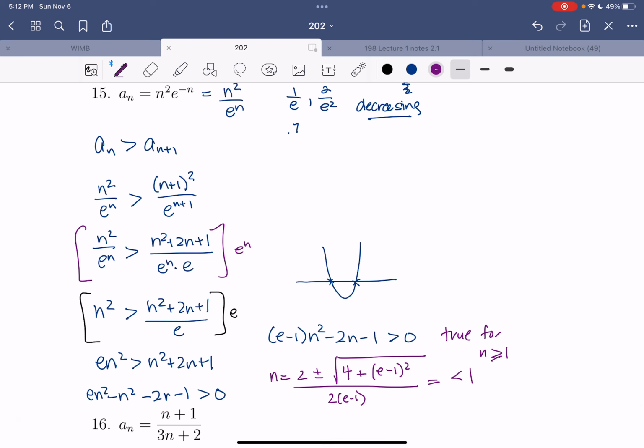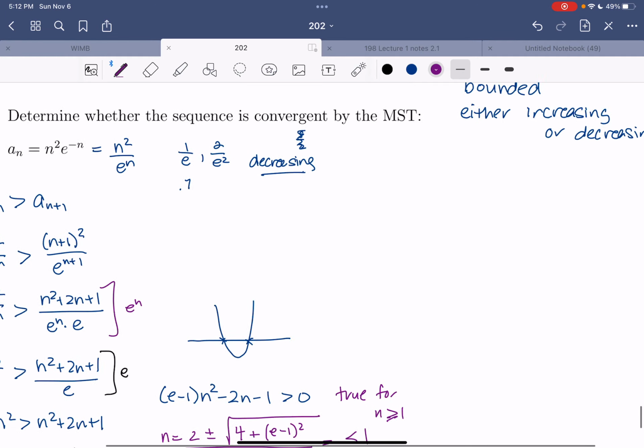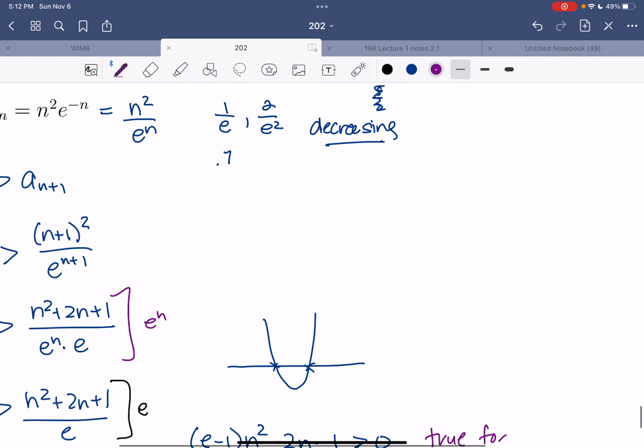Okay. The other thing we've got to be able to say here is that this is bounded. Right. And so what we can do here is say, well, when you look at n squared over e to the n, this has to be greater than 0. Right? Squares and e's are always positive. When you divide them through, they're going to be at least 0.